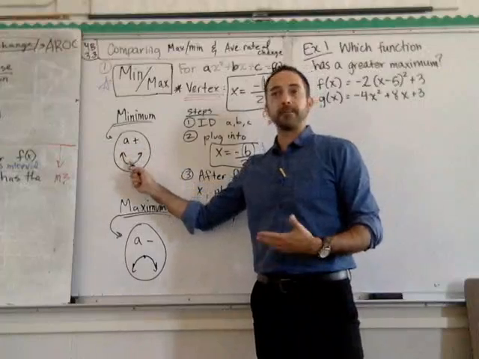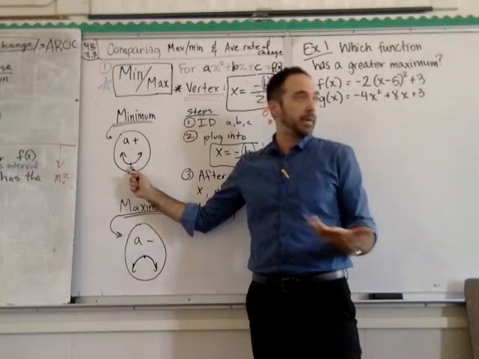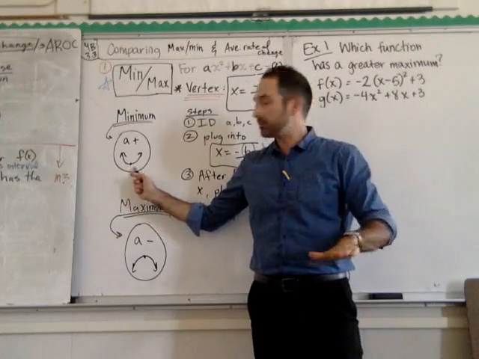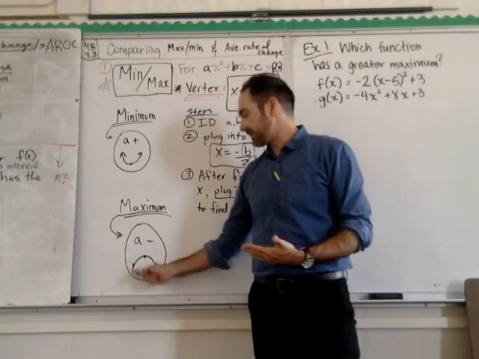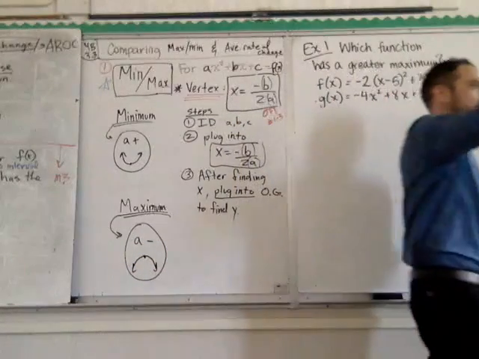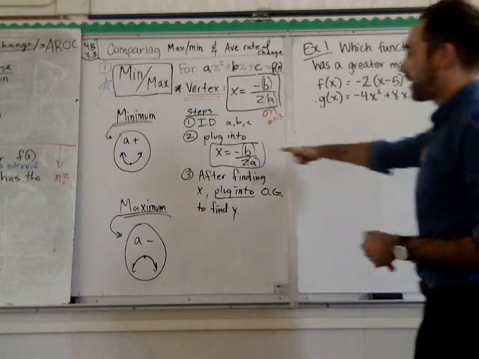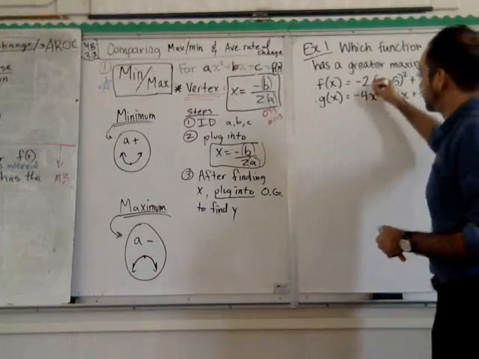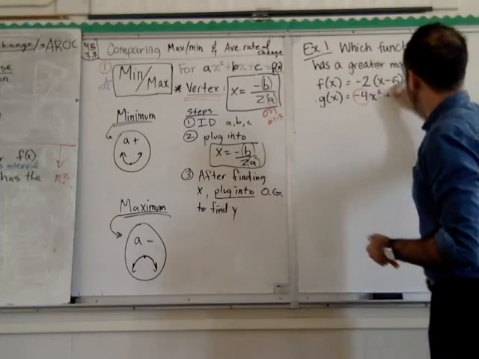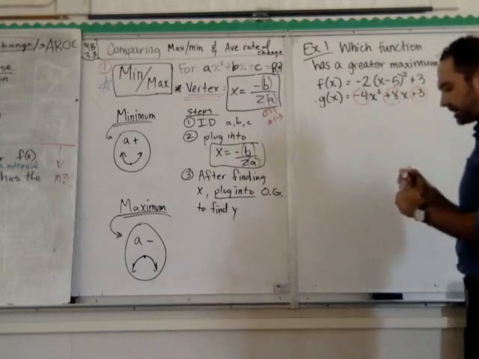When A is positive, happy face, so we have a minimum. The bottom of the parabola is at the bottom. When A is negative, it's facing down, so we have a vertex on the top. So those are the main differences we're going to have to deal with today. All right, let's go ahead and start with g of x up here. Go ahead and identify A, B, and C. Plug it into our vertex formula. So we have A, B, C.